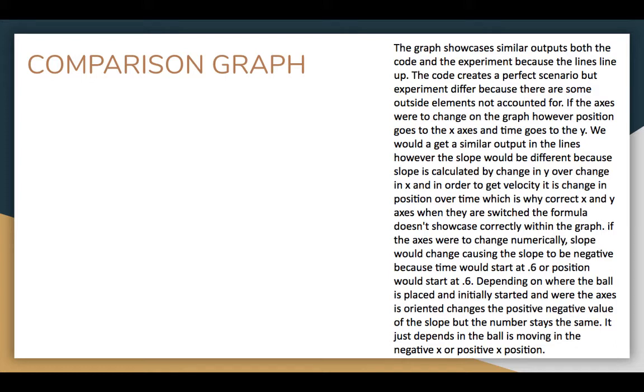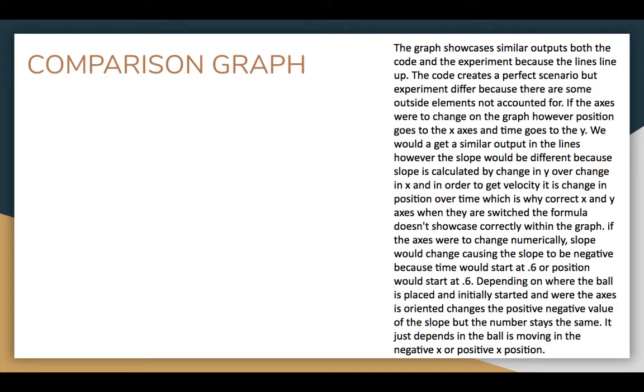If the axes were to change on the graph, however, where position goes to the x-axis and time goes to the y-axis, we would get a similar output in the lines. However, the slope would be different because slope is calculated by the change in y over the change in x, and in order to get the velocity, it is the change in position over the change in time, which is why, when the axes are switched, the formula doesn't showcase them correctly within the graph.